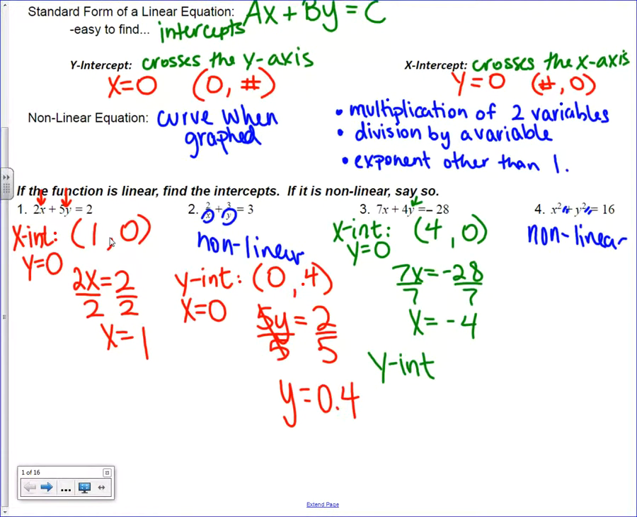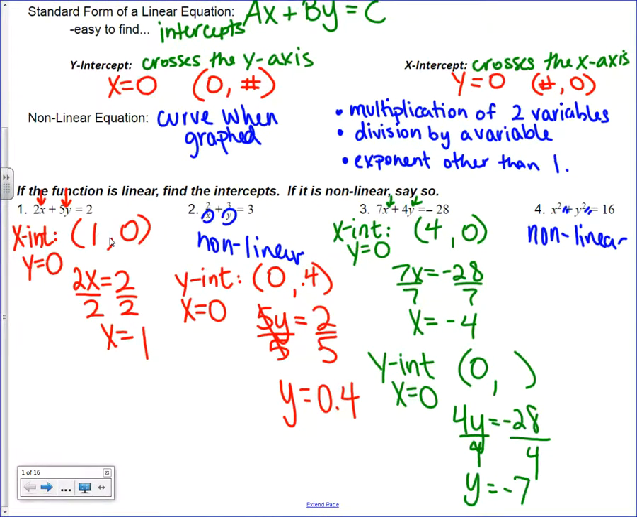What do I know about every y-intercept? The x is 0. If the x is 0, what can I fill in? 0 first, you tell me? Yep. If x is 0, isn't that this part right here? So cover it up. Y is -7, you tell me? And where's that going to go? In the second spot, in the y spot.